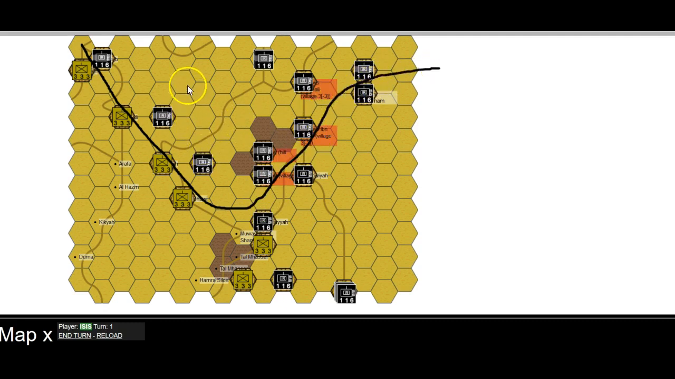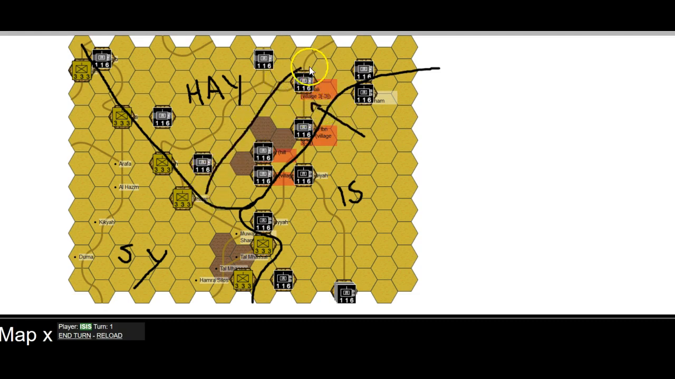So this is the Hayat, and down here, obviously a little clearer, we've got ISIS, and then here we've got Syria. Now these are non-combatants, and so essentially the ISIS units are pushing in to take this sort of ground here, which is a nice compact little area including these hills.